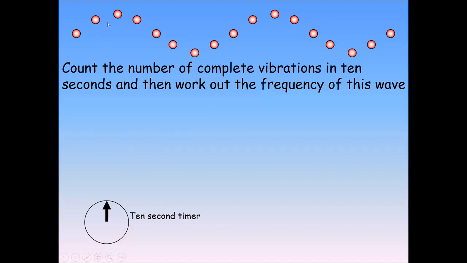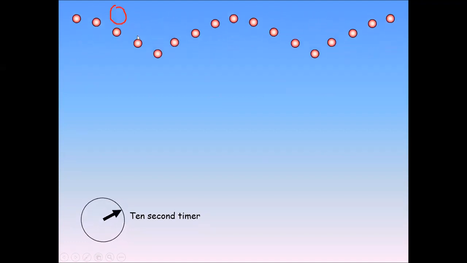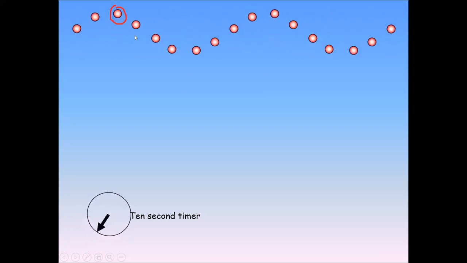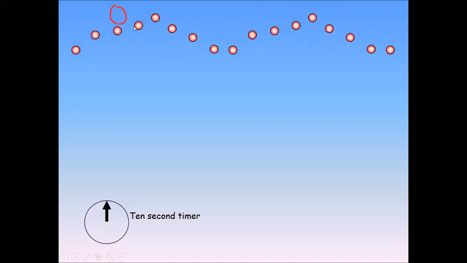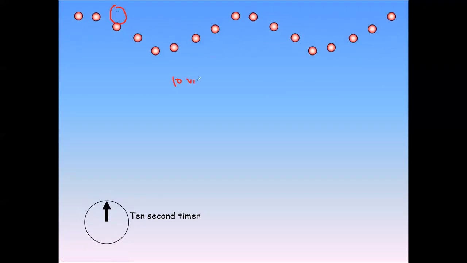Example: if you focus on one of the points with a 10-second timer, like this point, and tell how many vibrations in 10 seconds. So 1, 2, 3, 4, 5, 6, 7, 8, 9, 10 vibrations. So it undergoes 10 vibrations in 10 seconds.